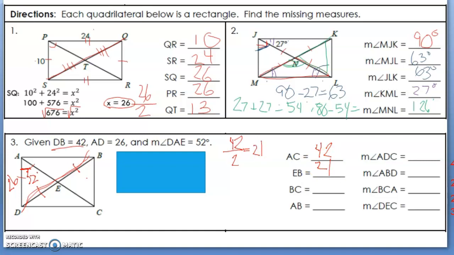BC is across from AD, so it's going to be the same. They're across, they are congruent. So it's also 26 units.